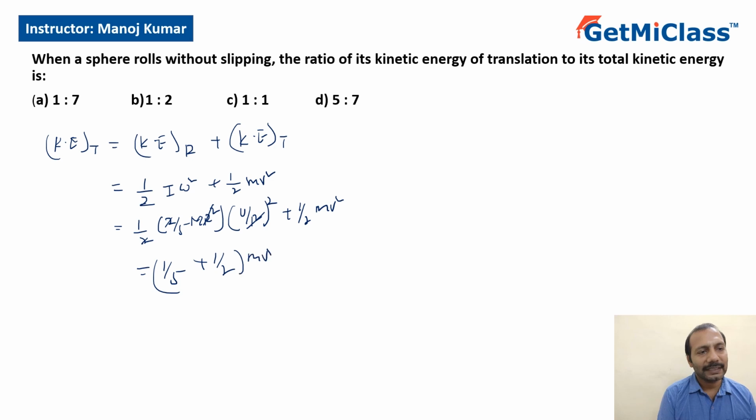I will be left with 1 by 5 plus 1 by 2 into mv square. I take mv square as common. So that will give me how much? 7 by 10 mv square. This is the total energy.